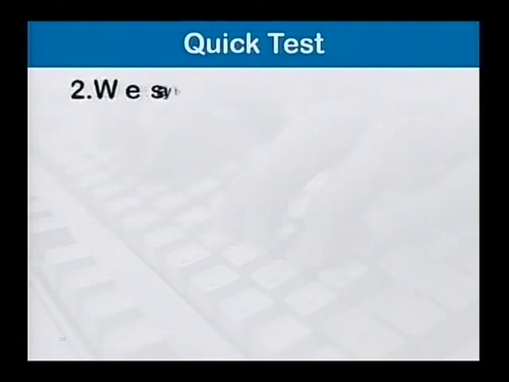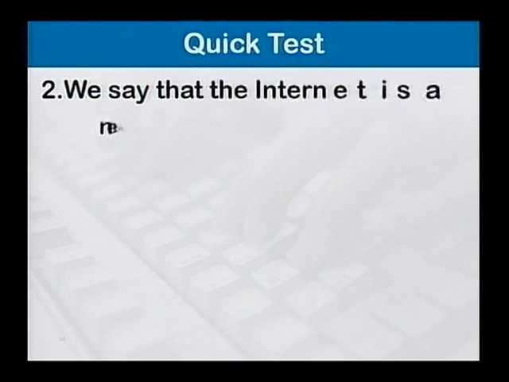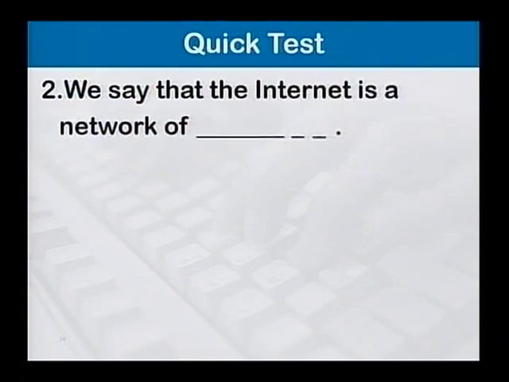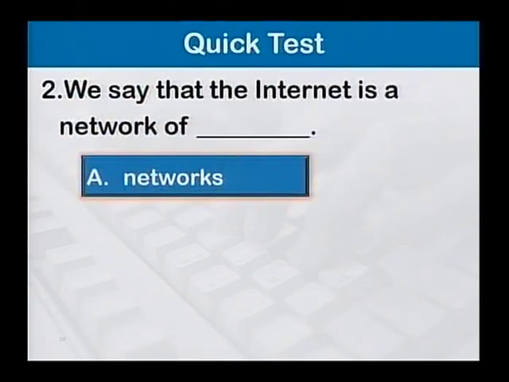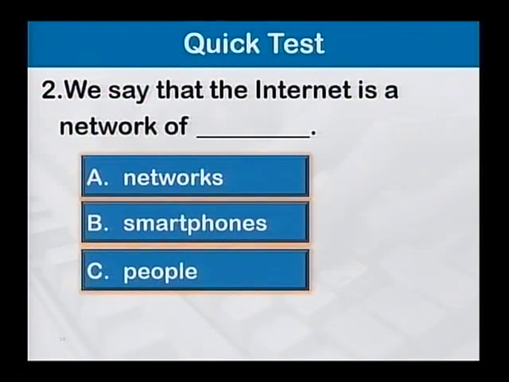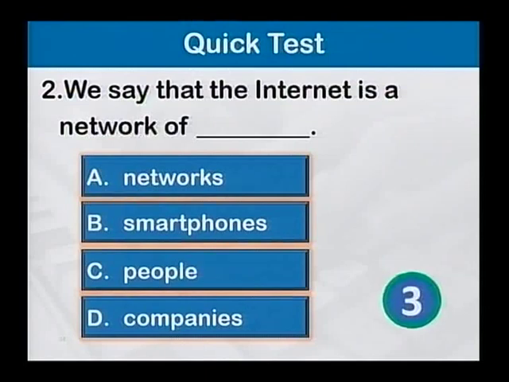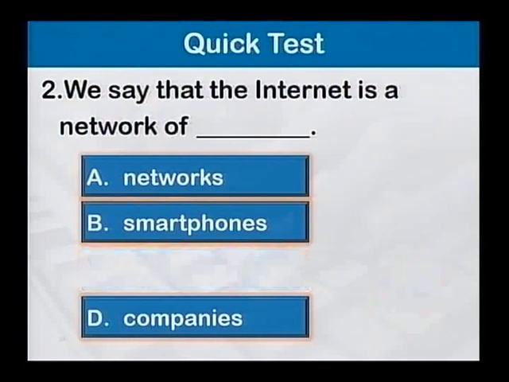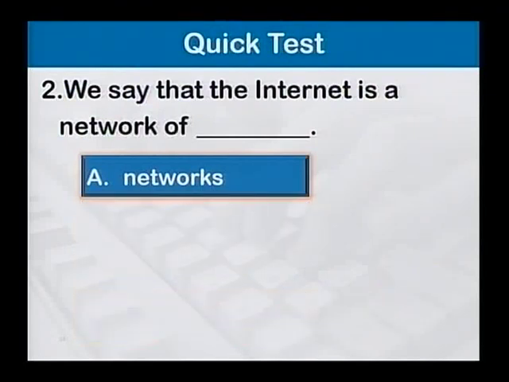Question 2. We say that the internet is a network of A. Networks, B. Smartphones, C. People, or D. Companies. The answer is A. Internet means interconnected networks, that is a network of networks.